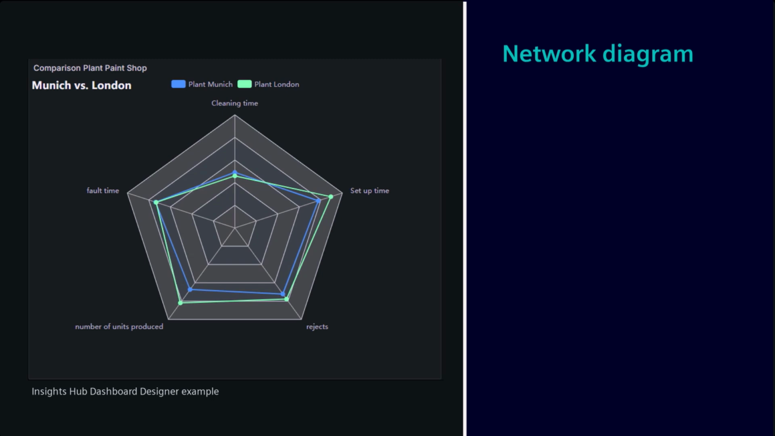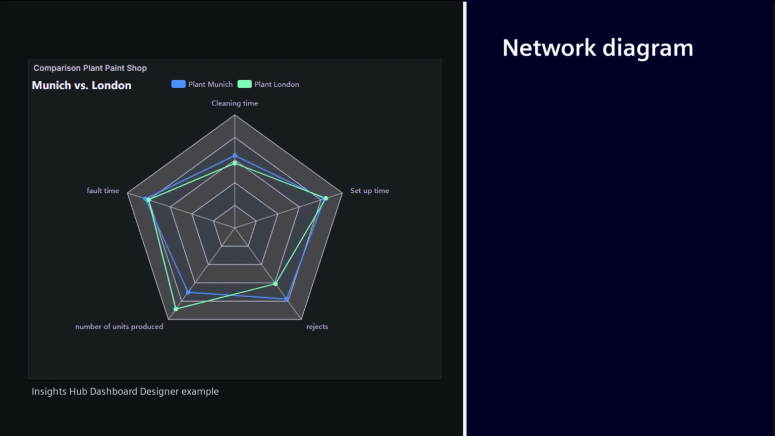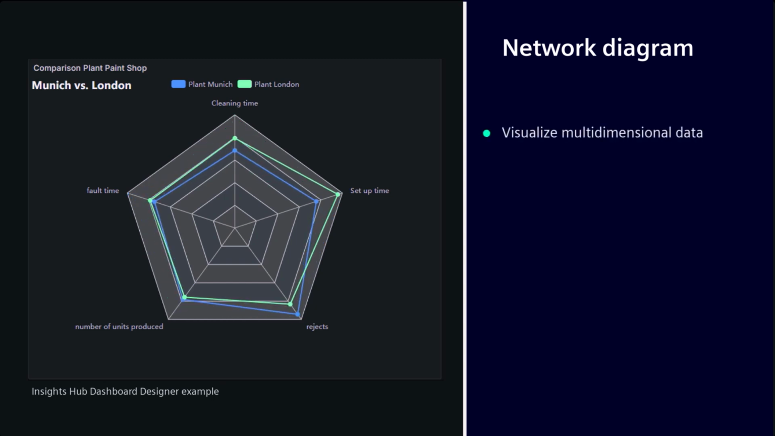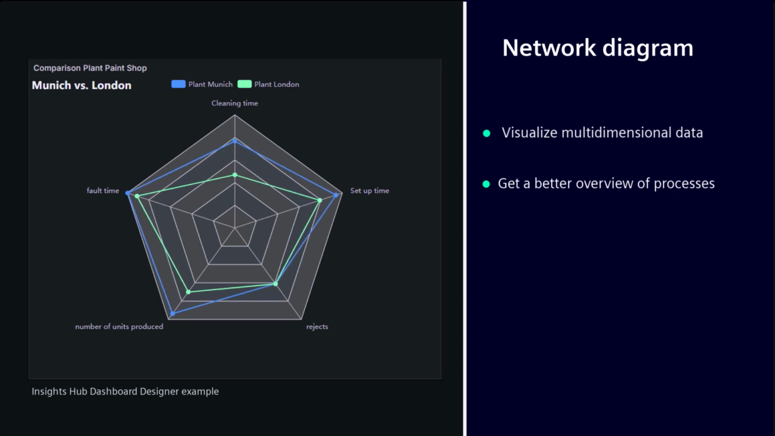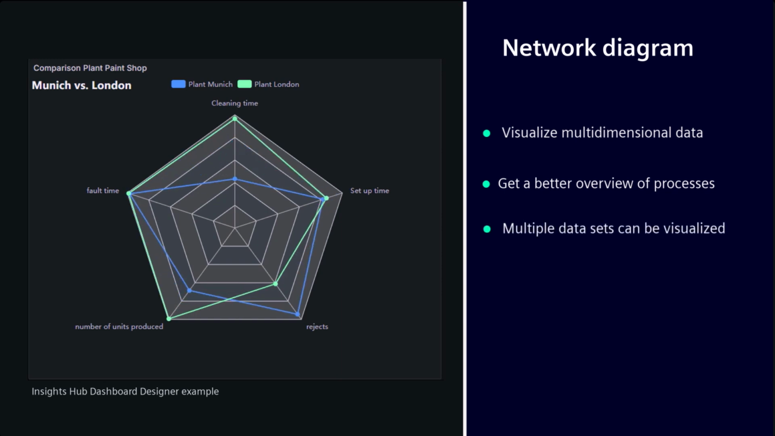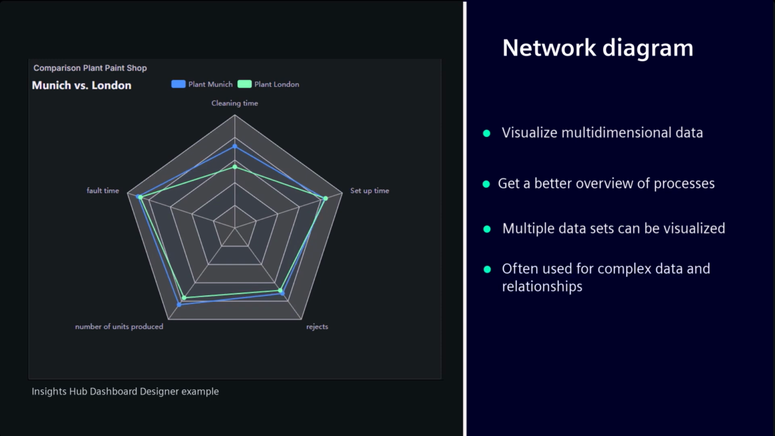A network diagram, also known as a spider chart or radar chart, is a graphical representation method used to visualize multidimensional data. These diagrams help to visualize dependencies between different processes and to better understand the overall process flow. The values of the variables are plotted along the axis and connected by lines that form the web or spider. Spider charts can be used for either a single data set or multiple data sets, with each data set represented by a separate, differently colored line. This type of chart is often used to visualize complex data patterns and relationships from different areas.